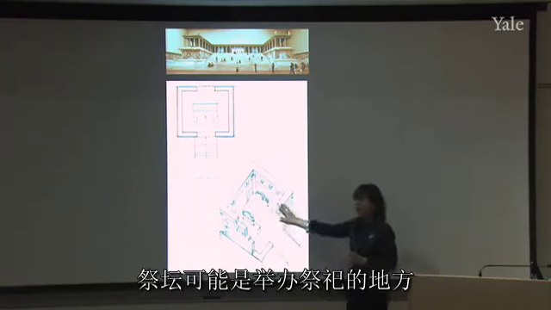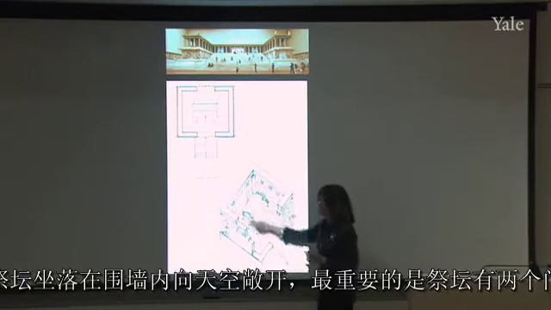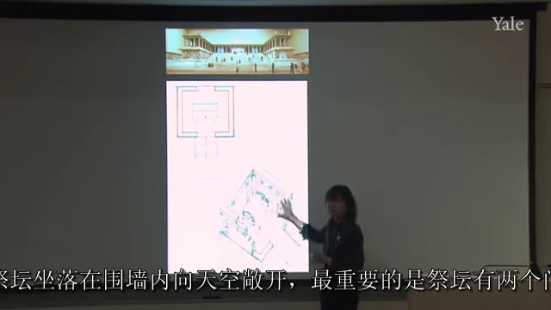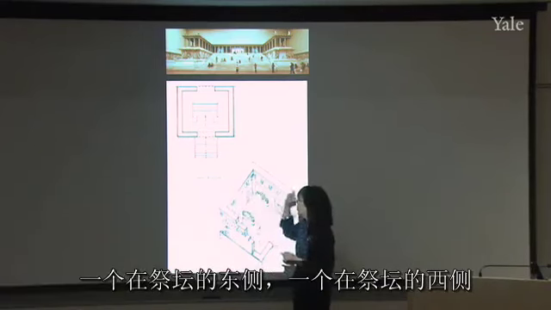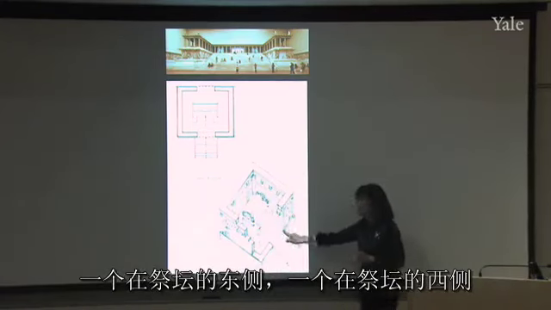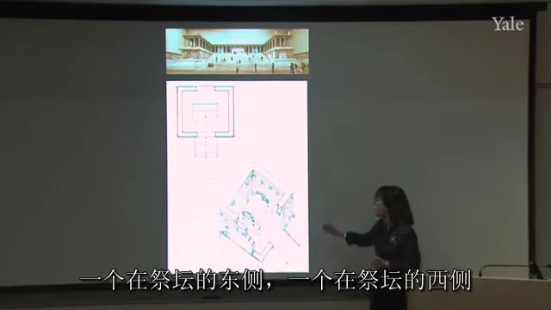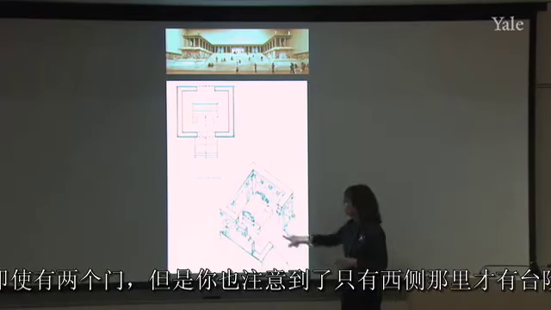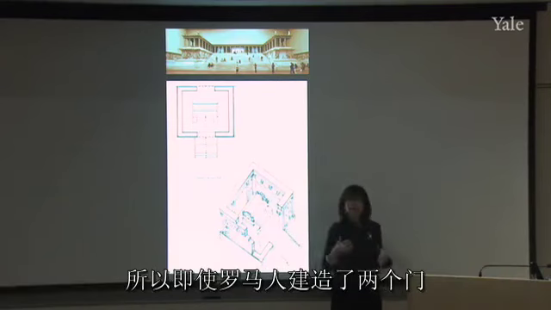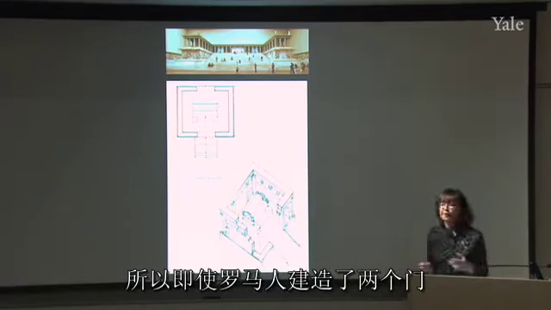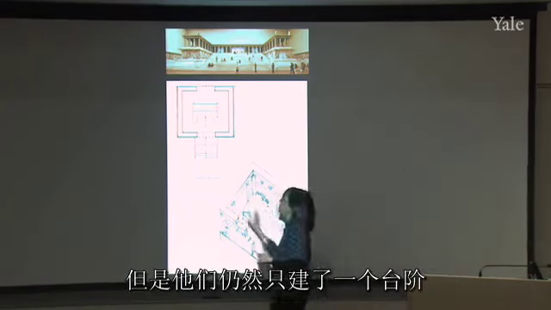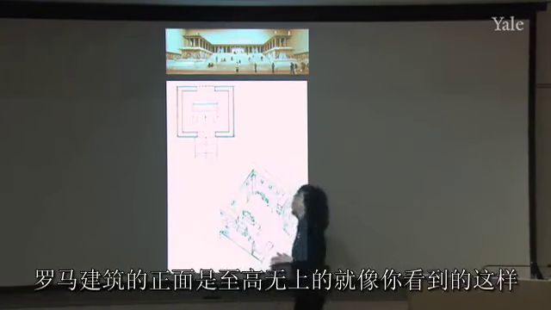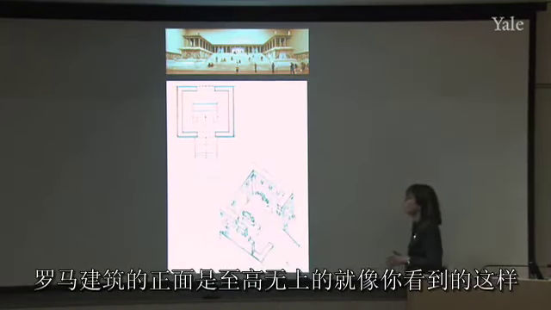The altar proper, where the sacrifice was actually made, is located inside this precinct, which is open to the sky, and most importantly has double doors, a doorway on the eastern side of the monument and a doorway on the western side of the monument. Even though there are two doors, you note that there is only a single staircase on the western side. So the Romans, despite the fact that they've given it a dual focus by putting two doors, still give it a single focus by a single staircase. So the facadism of Roman architecture reigns supreme, as you can see here.